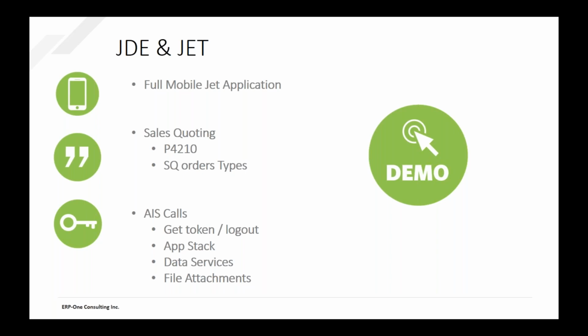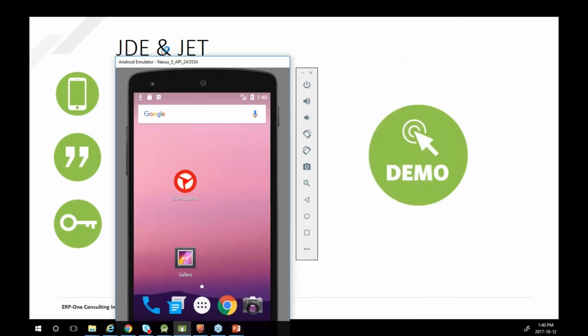Some of the AIS calls that we're making are get token and log out. We're using the app stack to keep within the application and use the exits. Using data services for a few things, and I'll describe a little bit about that. And we're actually seeing some file attachments along with that. So let me drag over my emulator.